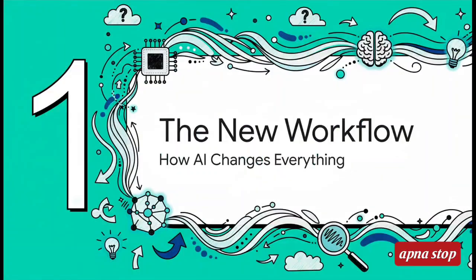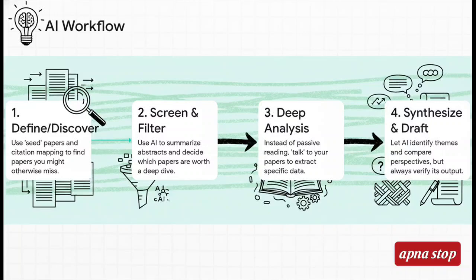Okay, first up, let's get our heads around how AI fundamentally changes the research process itself. Because it's not just about doing the old things faster, it's about a completely new way of thinking about discovery and analysis. So this new workflow really breaks down into 4 clear stages. We start broad with define and discover, then we strategically narrow things down with screen and filter. After that, we go deep with deep analysis before we bring it all home in the synthesize and draft phase. It's a structure that turns total chaos into a clear path forward.